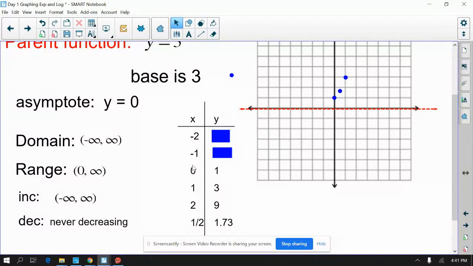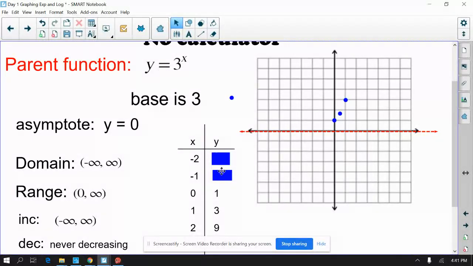What about when x is -1? What's 3 to the -1? That's not -3. No. It is 1/3. Come on now. So (-1, 1/3), so about there. When x is -2, what's the y value? What's 3 to the -2? It is 1/9, 1/3 squared. So when x is -2, it's not even as high as 1/3. It's 1/9.